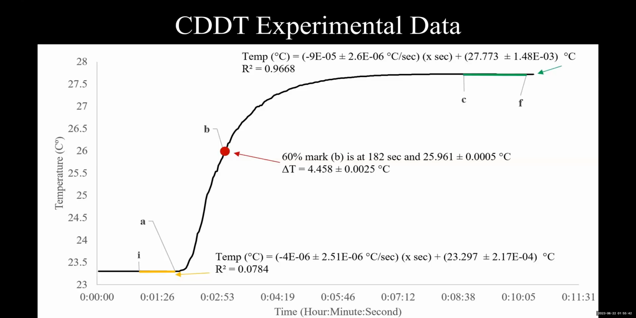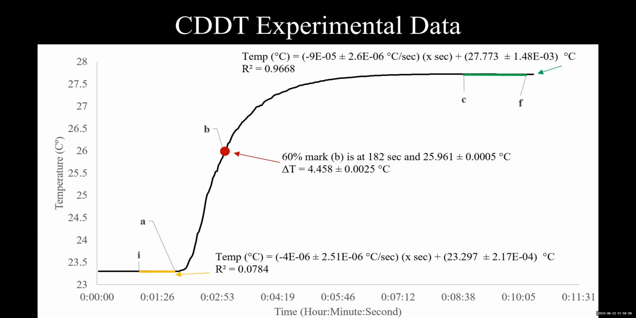The experimental data shown on the screen for the first CDDT run is labeled with point I, which is the temperature 60 seconds after the stirrer was turned on. Point A, which is the time of firing the bomb. Point B, which is 60% of the temperature change between points A and C. Point C, which is the maximum temperature reached. And point F, which is the final temperature that occurs about 90 seconds after point C.